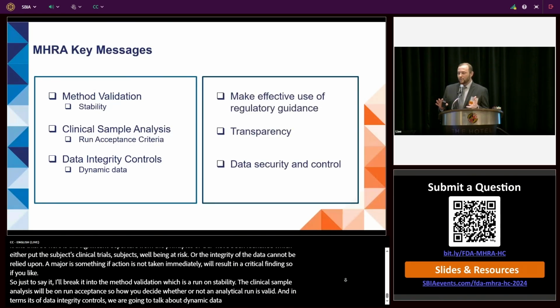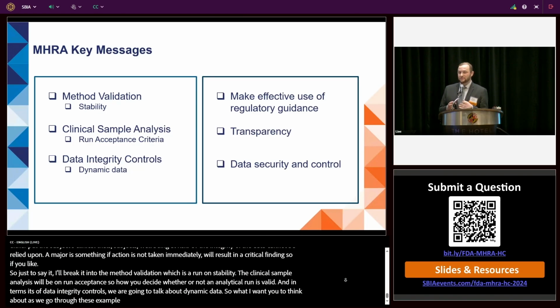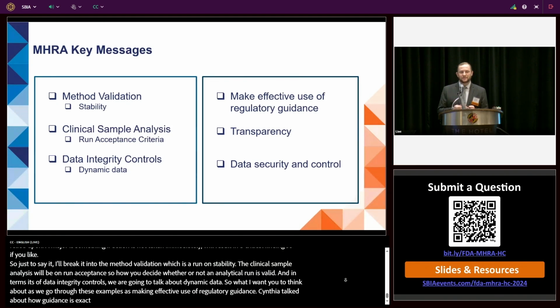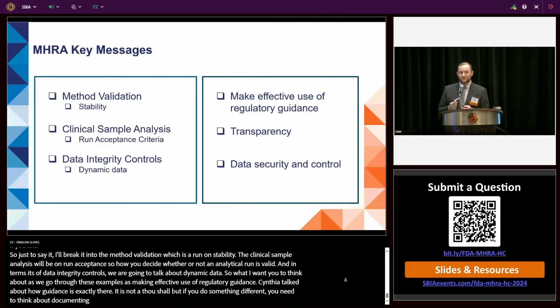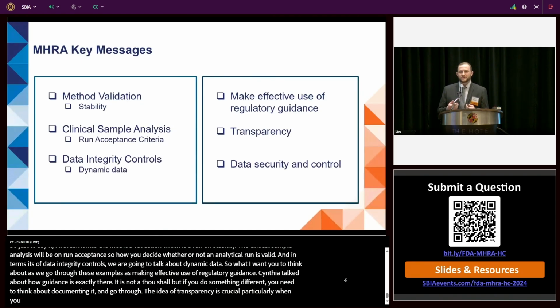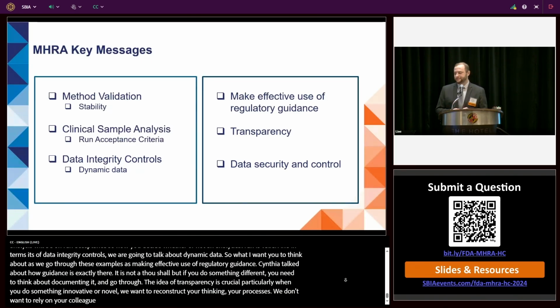What I want you to think about as we go through these examples is making effective use of regulatory guidance. Cynthia's talked about that. Guidance is exactly that. It is not a thou shalt, but if you're going to do something different, you need to think about it, document it, and go through it. There is also the idea of transparency and how crucial that is, particularly where you're going to do something innovative or novel. We want to be able to reconstruct your thinking and your processes. We don't want to rely on your colleagues' memory when you've won the lottery.